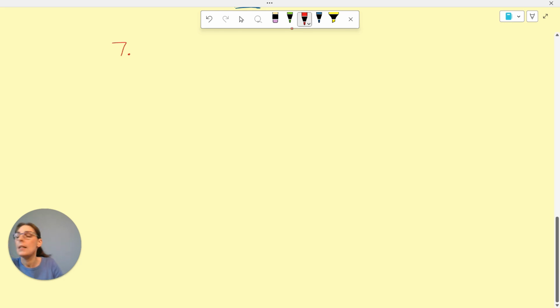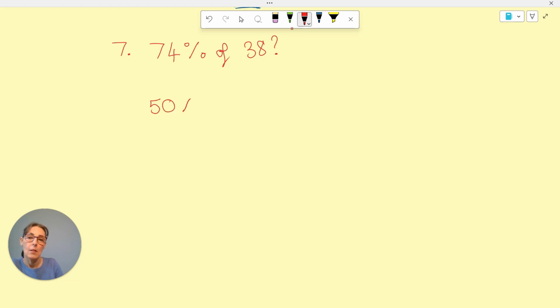All right, 74% of 38. Okay. Now 74% is very close to 75%. So I could find a half, then a quarter. So I think I'm going to do that. So let's find 50%. We'll find 25%. And we'll find 1%. Because 50% plus 25% is 75%. So I'm going to add those, and I'm going to take away that one to make 74%.